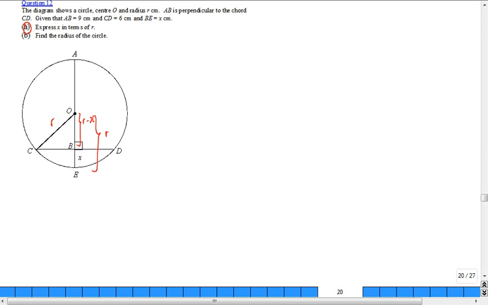Okay, now let us look at the diameter. AB is 9. 9 plus x is equals to diameter, right? Which is 2r. So we want to express x in terms of r. So x is equals to 2r minus 9. Okay?